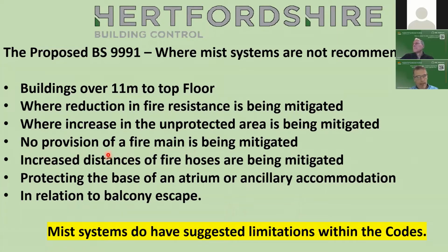Where no provision of a fire main has been mitigated, that's not recommended in that particular situation. Increased distances of fire hoses have been mitigated. We've got various rules, from dry risers of 45 meters, and we can extend that if the building's being sprinkled, but not if it's a mist system. That's what the new 9991 is suggesting. Situations where the residential is the base of an atrium or ancillary accommodation are not really suitable for that, and likewise in relation to balcony escape. So we've got a little bit of guidance on where mist systems are not really recommended, not as far as the code's concerned, perhaps not suitable, but that is in draft at the moment. It could change. And at the moment, everything's relatively subjective in that relationship between mist and sprinklers.